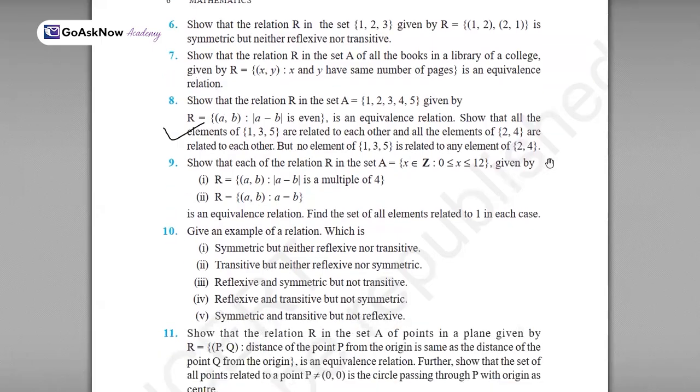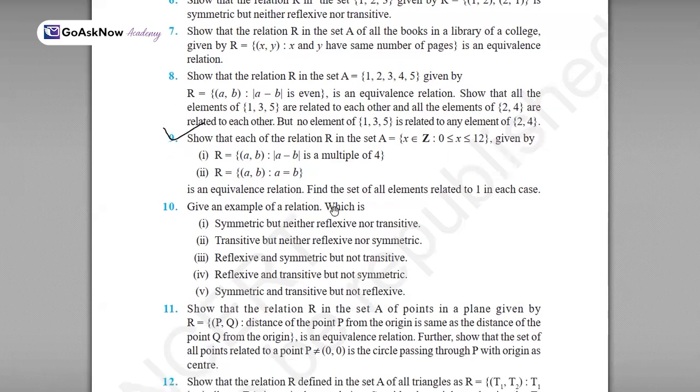Question 9 is telling that if the multiple of both is this, this is also similar to the previous one. You have to just write the elements or ordered pairs and you can get the idea whether it is an equivalence relation or not. Question 10 is asking to give an example of a relation which is symmetric. So we have to give examples of some relations that are symmetric but neither reflexive nor transitive. Okay, transitive but neither reflexive nor symmetric.